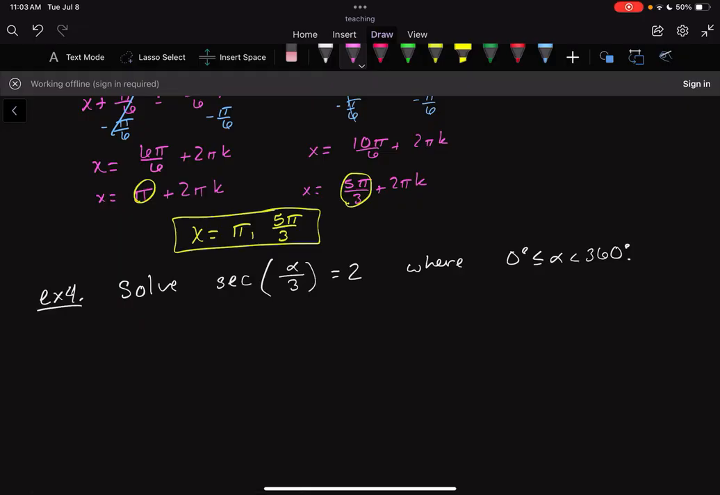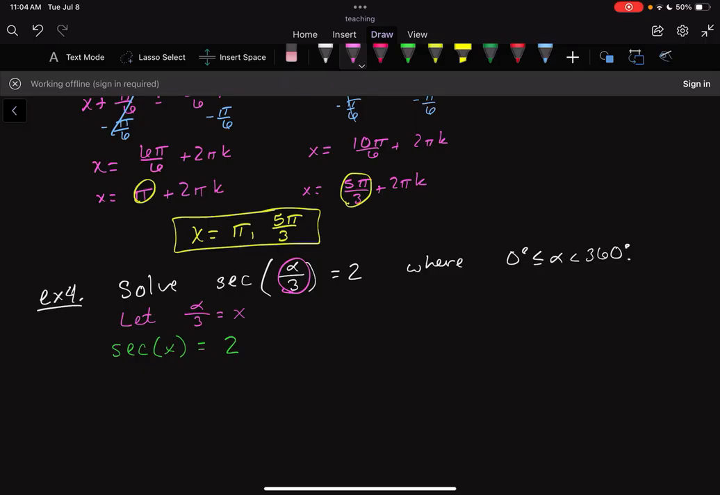So again, I always like to start with changing this part. I like to say right off the bat, if I see that, I'm just letting it be something else. In this case, we can use x since it's not already written there. So now I have secant x is equal to 2.